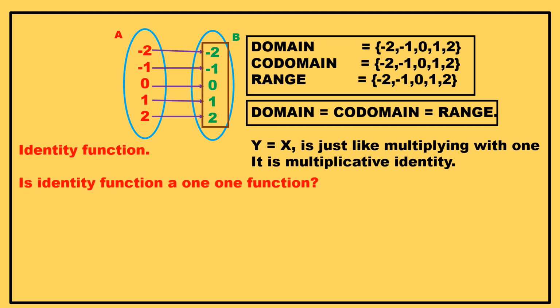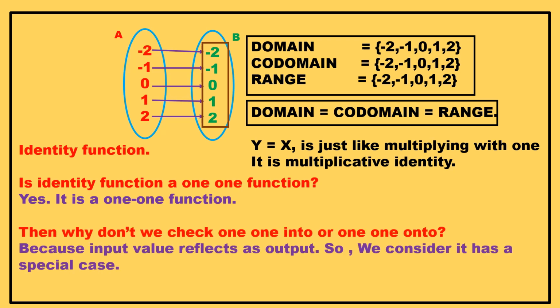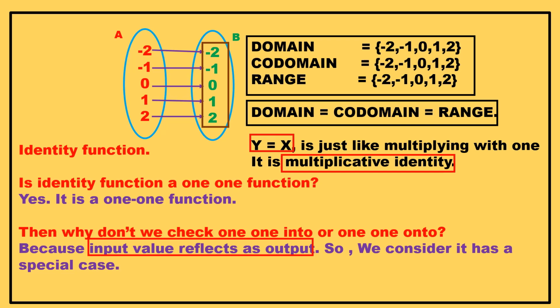Is the identity function a 1-1 function? Yes, it is a 1-1 function. Then why don't we check 1-1 into or 1-1 onto? Because the input value reflects as output, so we consider it a special case.